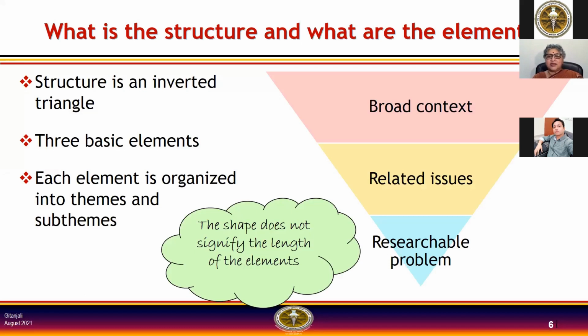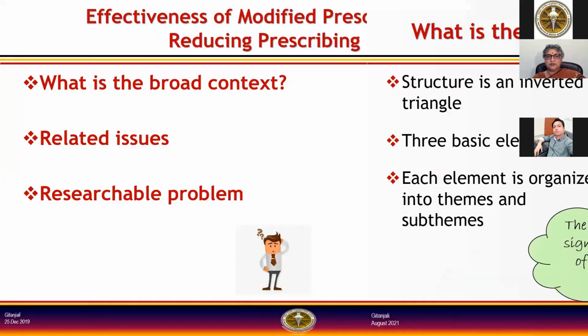But don't think that the shape signifies the length. It doesn't mean broad context means you write more, related issues a little less, and researchable problem even less. It's not like that. It's just that we are trying to tell you what the shape of the review of literature is. It doesn't translate into the length of each element.